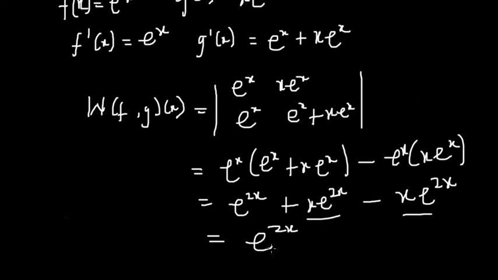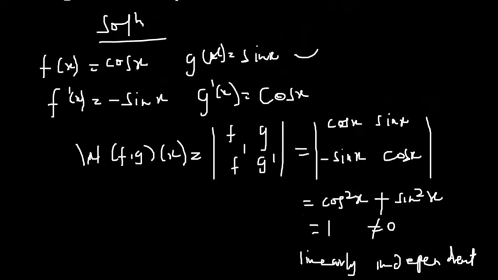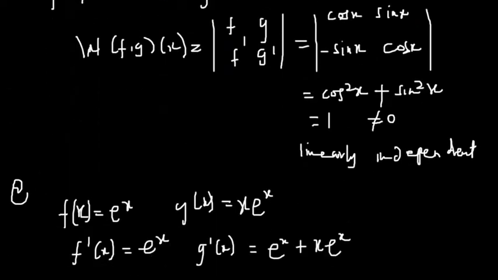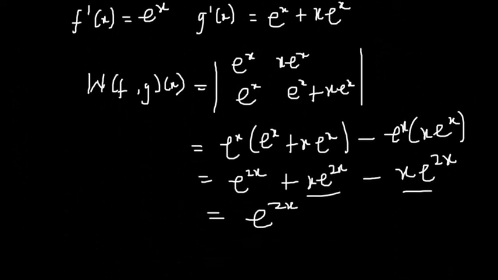Since it's not equal to 0, and it's something other than 0, per our rule over here, once this is not equal to 0, it means that it's linearly independent. But once it's equal to 0, it means that it's linearly dependent. Again, we can notice that this is not equal to 0, so this expression is also linearly independent.